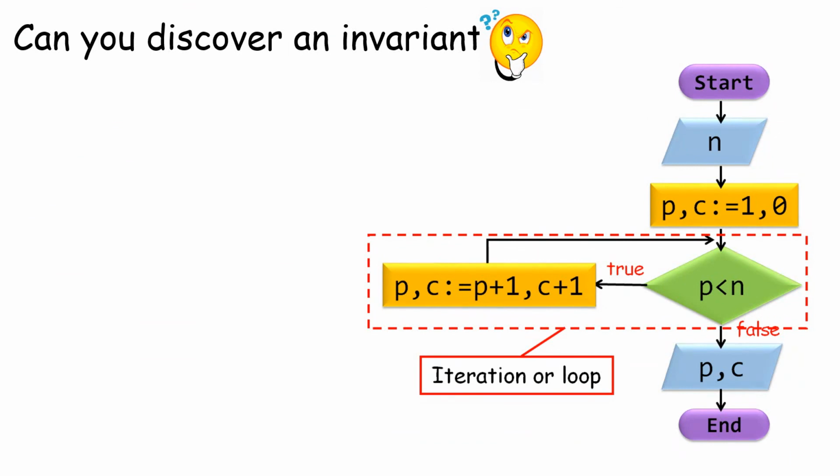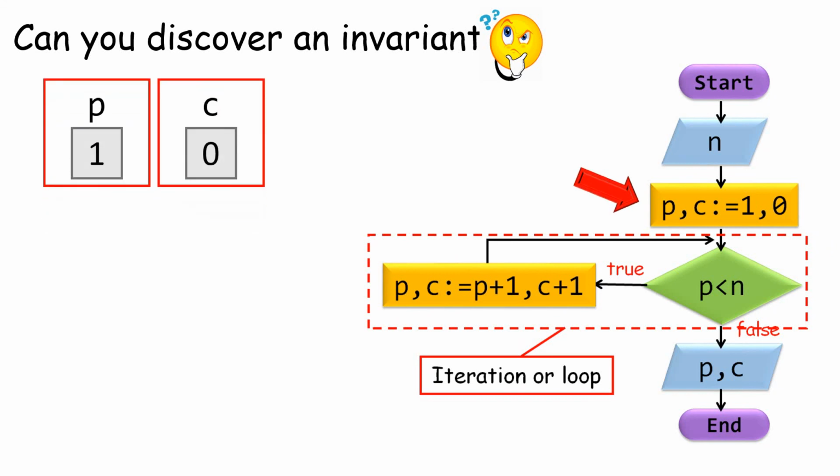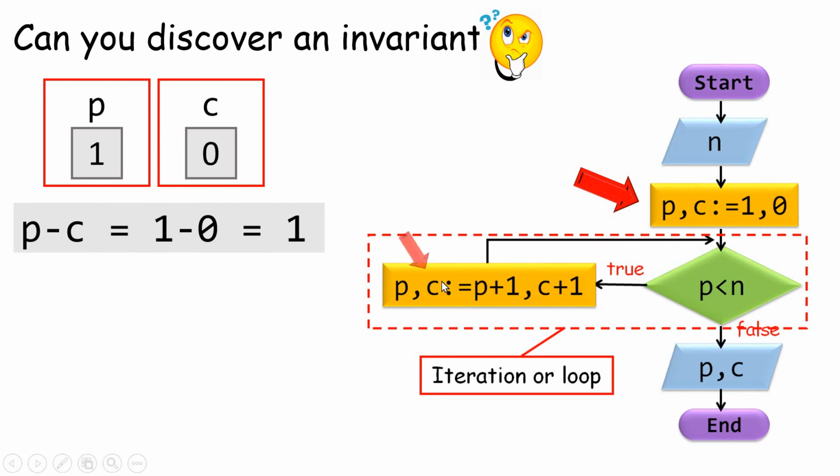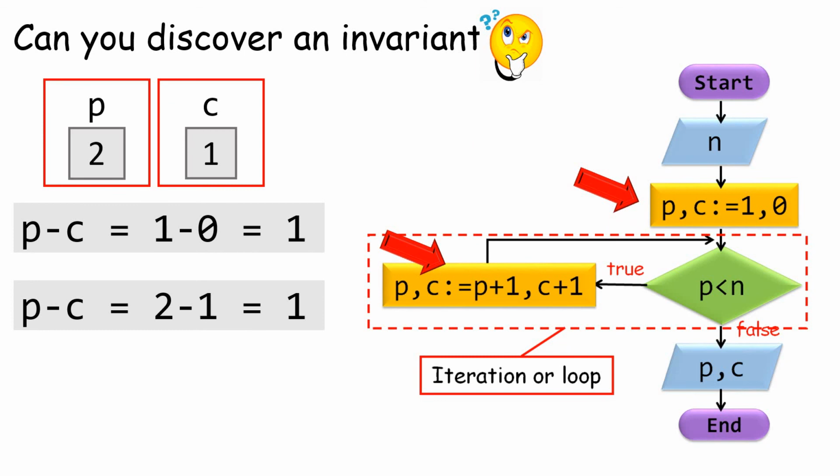Let us find out. Before the start of the loop, P is 1 and C is 0. So, P minus C is equal to 1 minus 0, which is equal to 1. Inside the body of the loop, in this assignment statement, P is incremented by 1 and C is incremented by 1. So, in the first iteration, P will be 2 and C will be 1. And so, P minus C is equal to 2 minus 1, which is equal to 1.